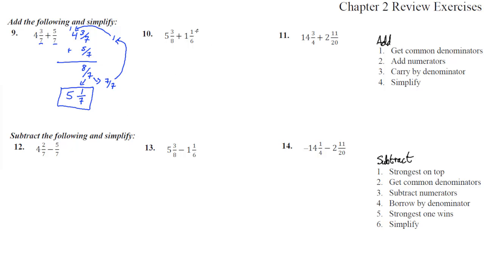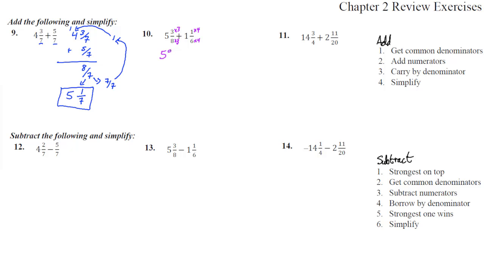Number 2. 5 3/8 plus 1 1/6, common denominator. Let me see. 8 times 2 is 16. 8 times 3 is 24. Oh, that's in the 6 times table, so 24 is it. So we're going to times by 3 here, times by 3 here, times by 4 here, and times by 4 here. That'll make them 24 and 24. Good. So we have 5 and, let's write it down here.